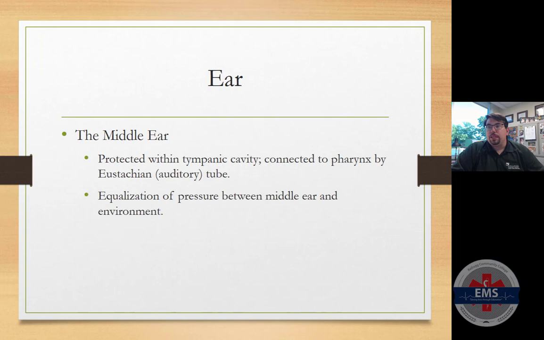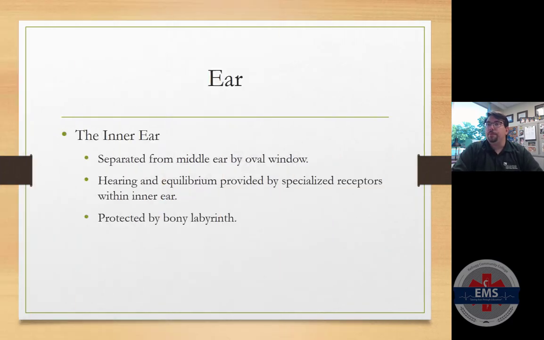Now, the middle ear is protected within that tympanic cavity, right? It's connected to the pharynx by what we refer to as an auditory tube. And equalization of pressures is going to happen between your middle ear and your environment. One of the things that happens if you go up in an airplane, you get that pressure, that popping, or maybe even you go down into a valley and move up off a road into a higher elevation. That equalization of pressure is where we're going to see that. And that equalization of pressure is really happening in our middle ear. That's why when it pops, sometimes it hurts. That's because it's irritating that tympanic membrane or potentially even rupturing that tympanic membrane.